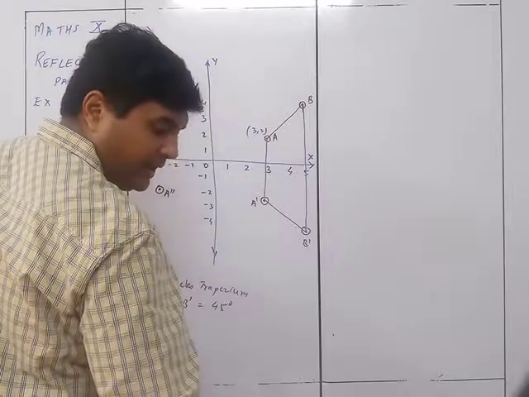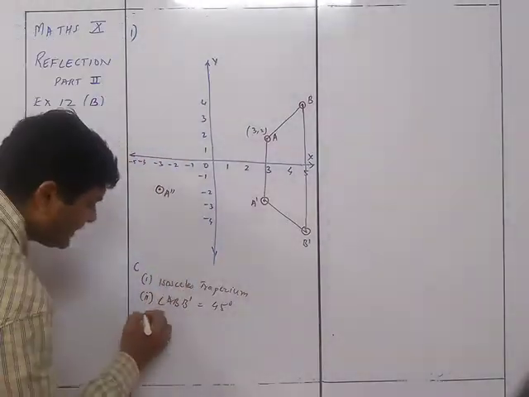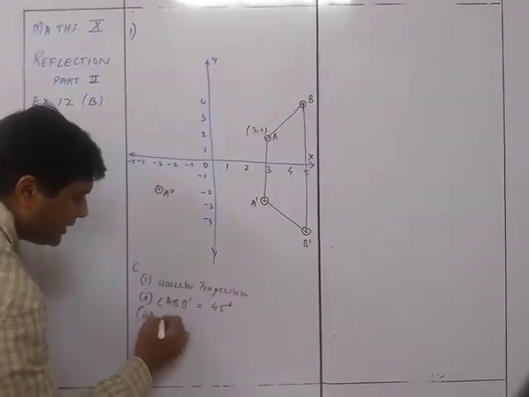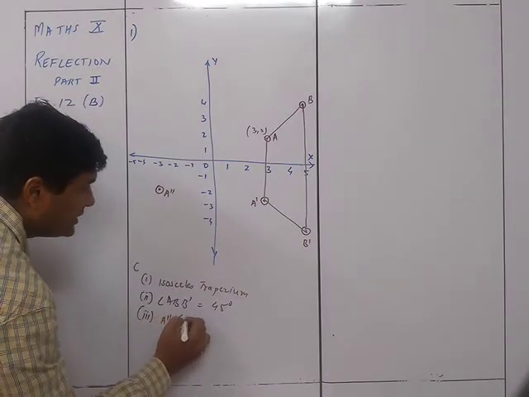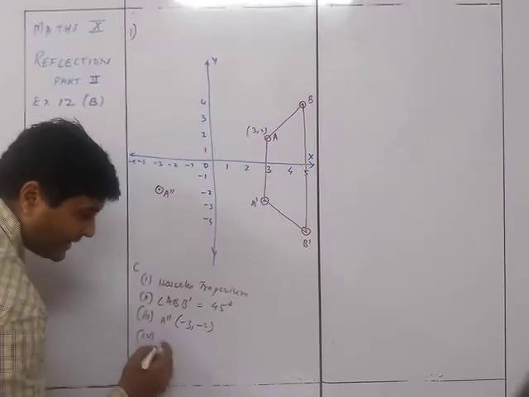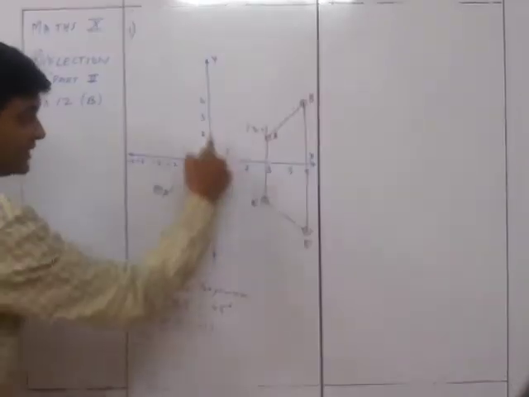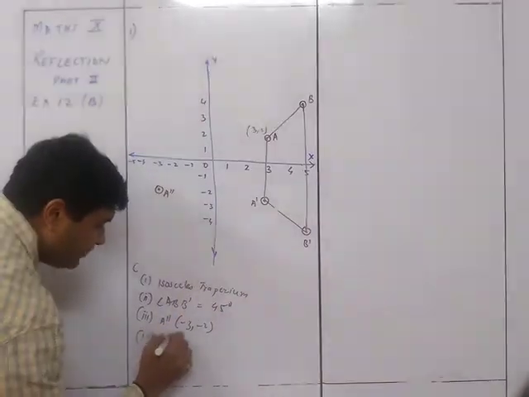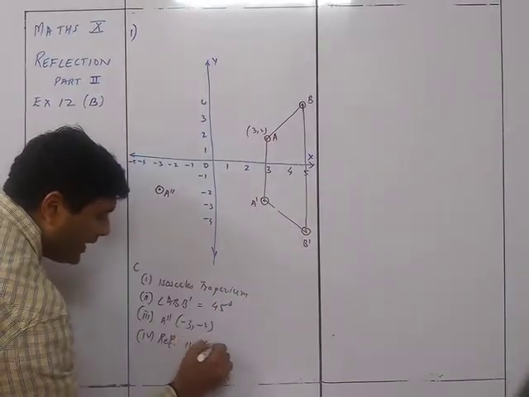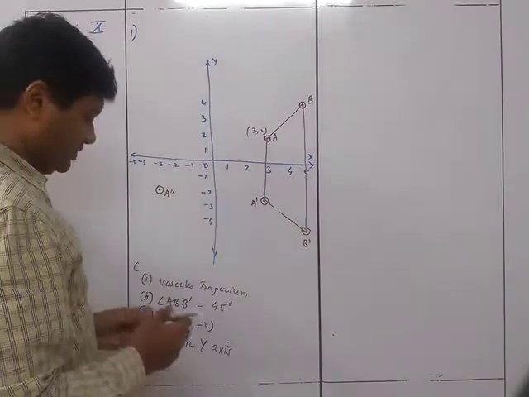Verify origin. And the single transformation that maps A dash to A double dash. So what is the single transformation? So the third answer over here is A double dash is minus 3, minus 2. And the fourth one, the single transformation of A dash to A double dash, is nothing but reflection in the y-axis. Okay, this was the first question.